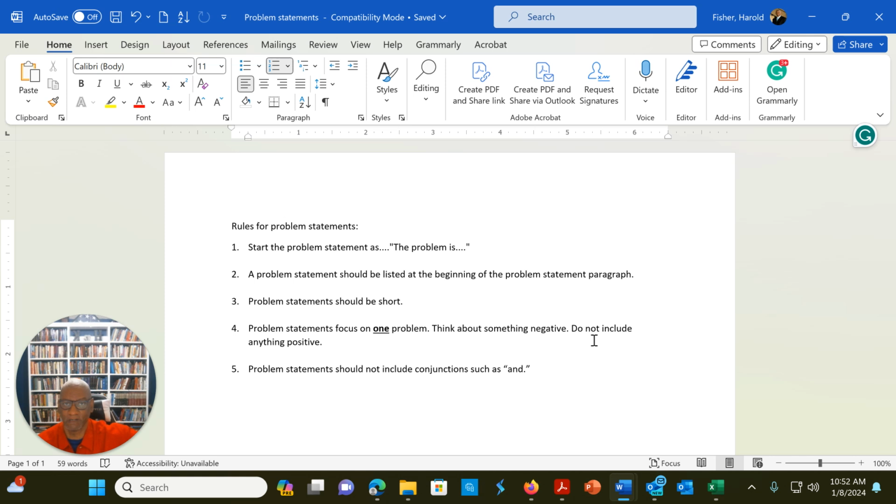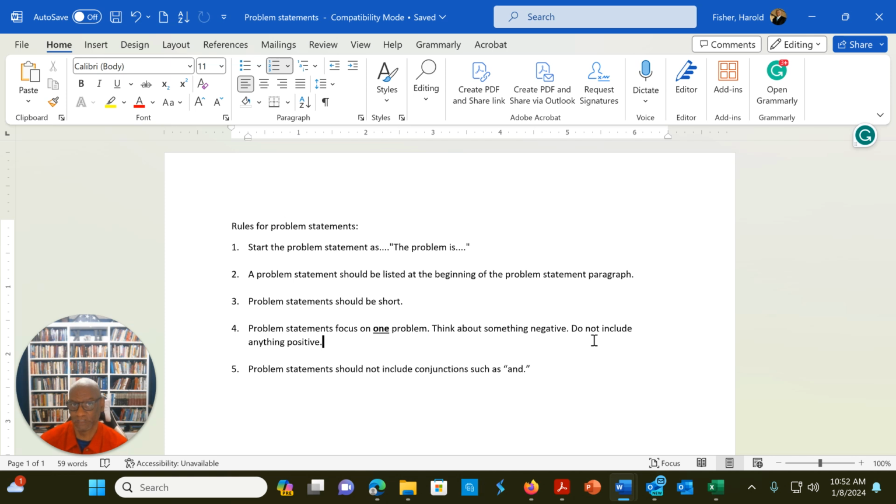Everything you talk about in the paragraph following your problem statement is going to be negative. Don't include anything positive. It is very easy, and I've seen it happen time and time again, to create a positive problem statement. We're talking about a problem, so we're talking about something negative. Remember that. And that's why, number five, problem statements should not include conjunctions such as "and."